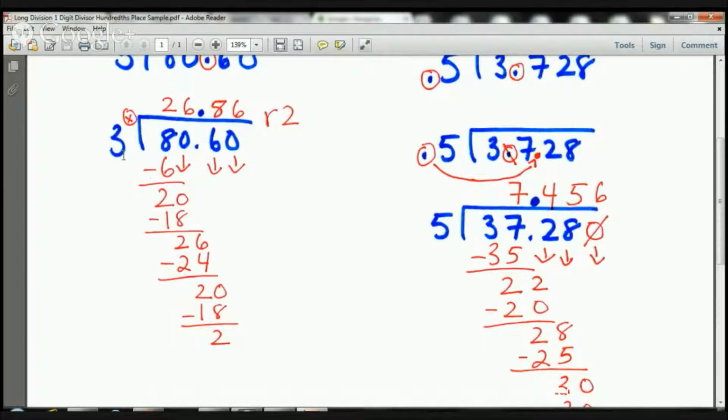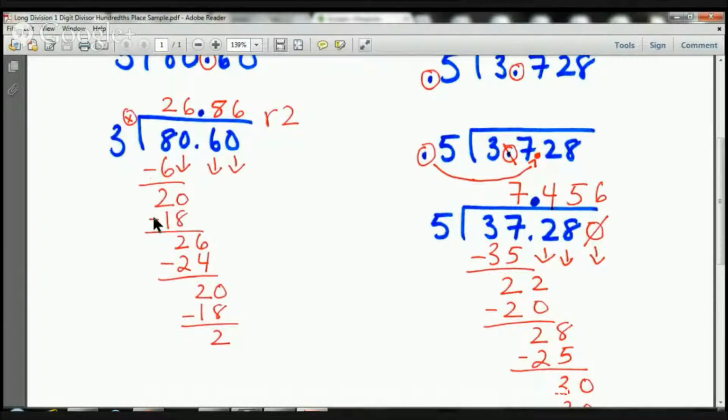Okay, how many times can 3 go into 20? Well, I know that 3 times 6 is 18. 3 times 7 is 21. Whoops, I passed it. It's got to be 3 times 6. 3 times 6 is 18. I put my 18 up here. I subtract. I put my line. Then 20 minus 18 is 2. Then I'm going to drop down the 6. Now I have 26. Okay?